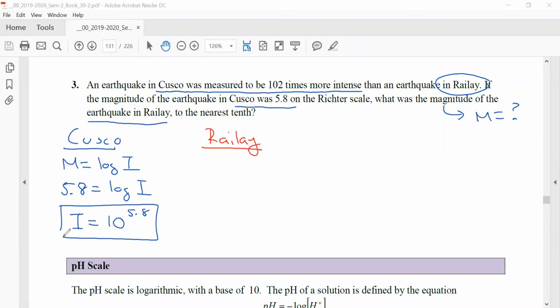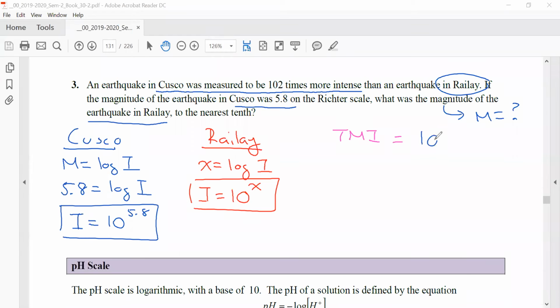I'm going to do the same thing for Raleigh. Now, for Raleigh, they didn't tell me the magnitude. That's actually the question, isn't it? So I'm going to call it math's favorite letter X. And I'm just going to go through the motion here and convert it into intensity. Times more intense, I'm just going to use the abbreviation TMI, is equal to the bigger, well, the bigger one is what happened in Cusco, divided by the smaller one. That's what happened in Raleigh.